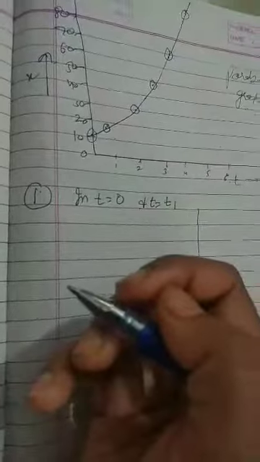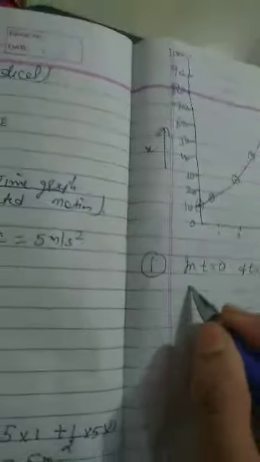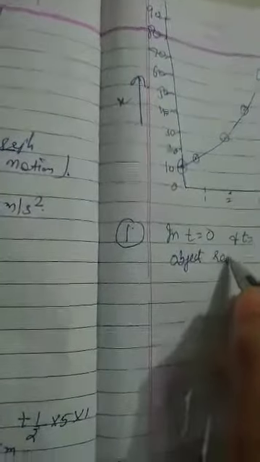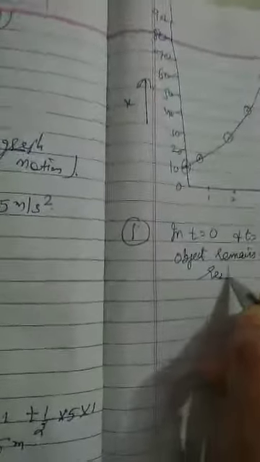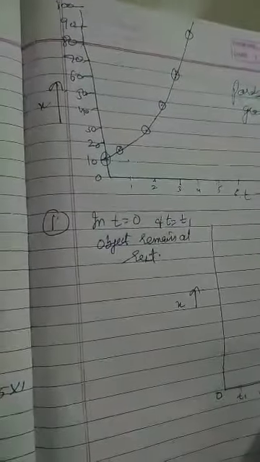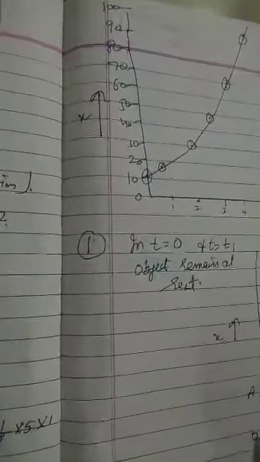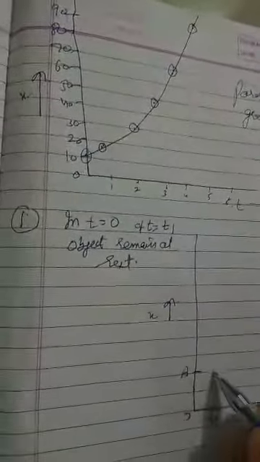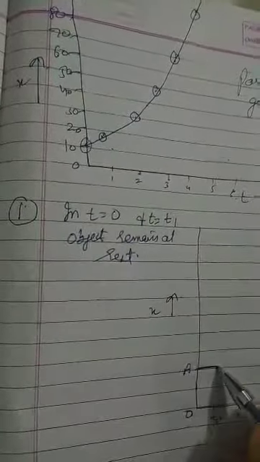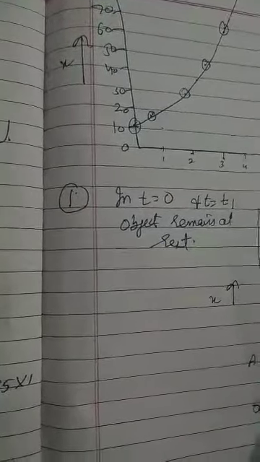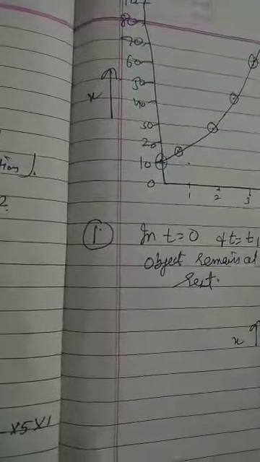Clear? At the first point, from time t equal to 0 to time t equal to t1, we are taking this interval. The object remains at rest. So the AB portion of the graph, let me take a point here, from t equal to 0 to t equal to t1, this AB portion of the graph will be a straight line parallel to the time axis.